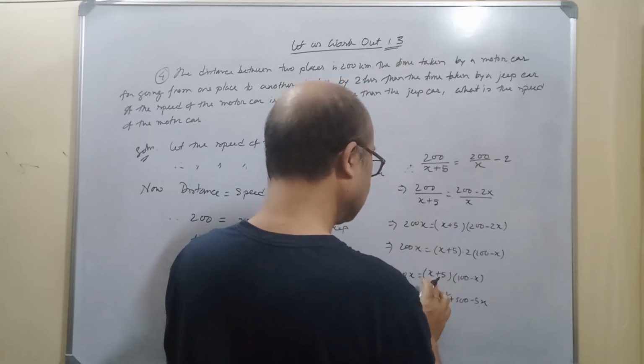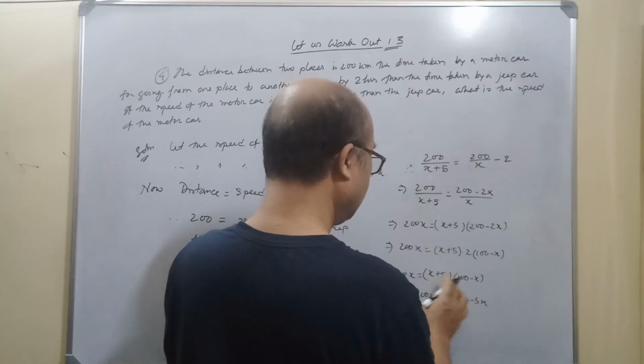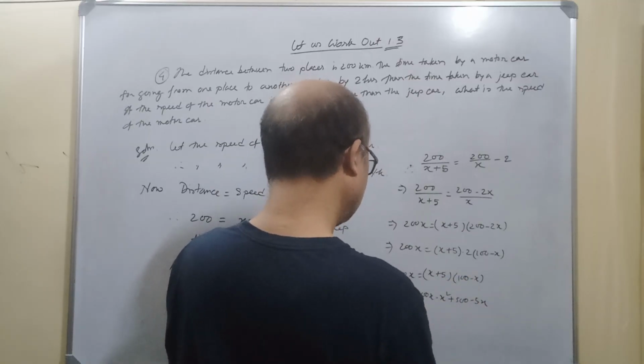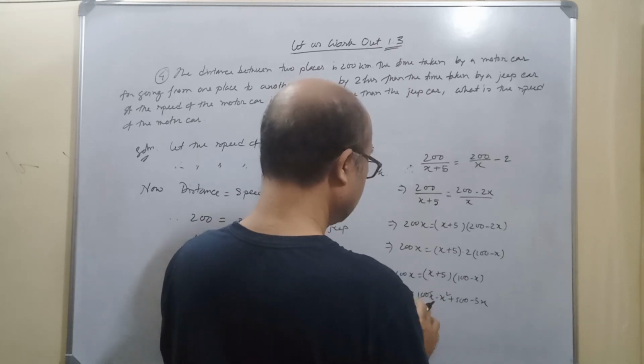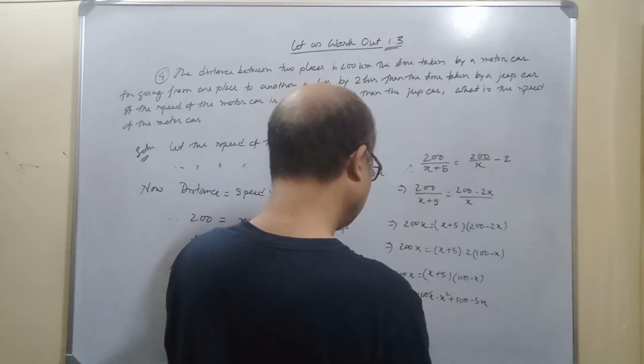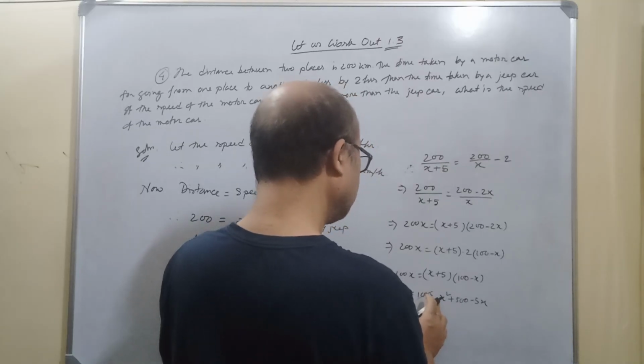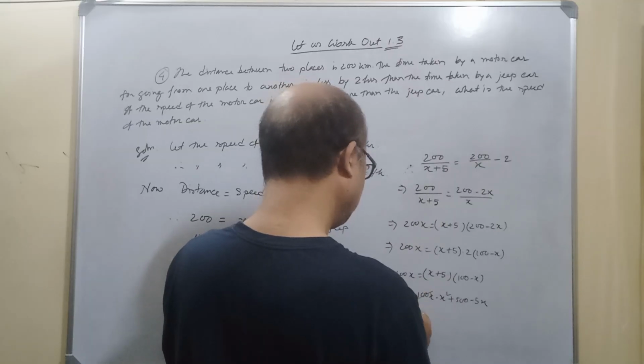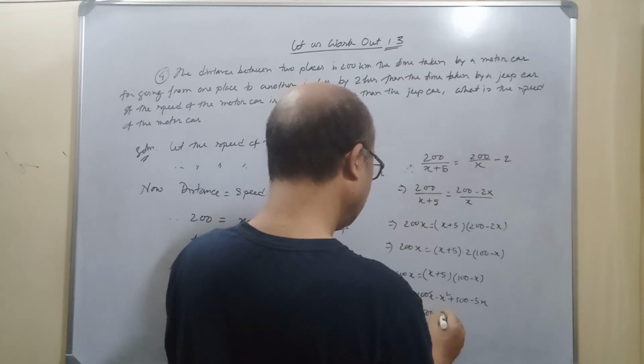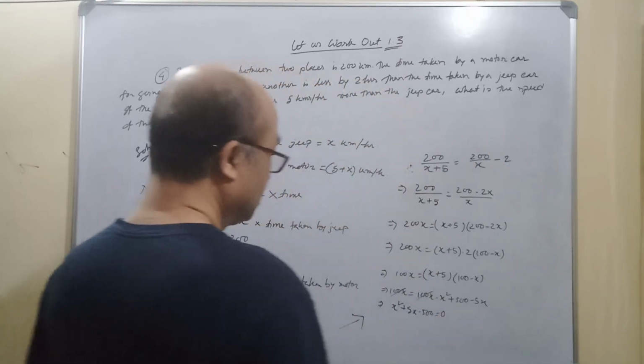100 into x is 100x, then x into x is minus x square, plus 5 into 100 is 500, 5 into x is minus 5x. So we get 100x, and 100x cancels out on left and right. So the equation can be written, multiplying by minus sign, as x square plus 5x minus 500 equal to 0.